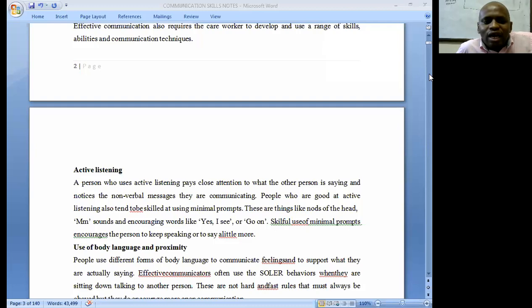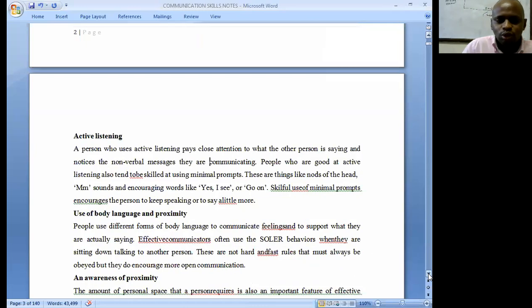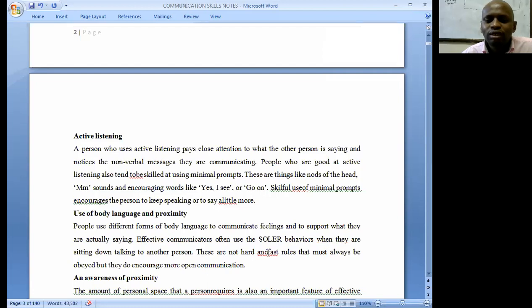People who are good at active listening also tend to be skilled at using minimum prompts, so you will not interrupt when the other party is communicating. Then the other important technique is the use of body language and proximity. How you use your body when you're communicating sometimes sends a certain message to the other party. So it is always important for you to understand the environment in which you are communicating. And once you understand that environment, it becomes easier for you to communicate with the other party.